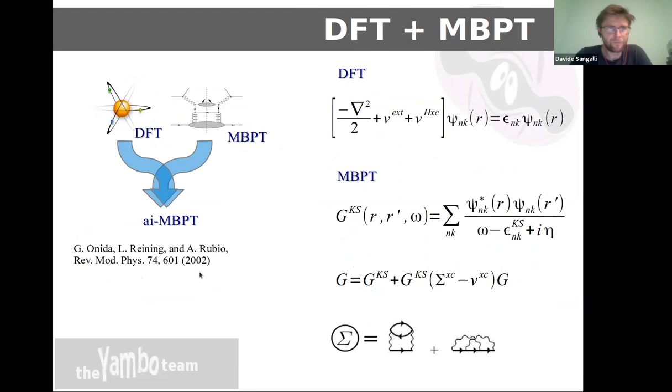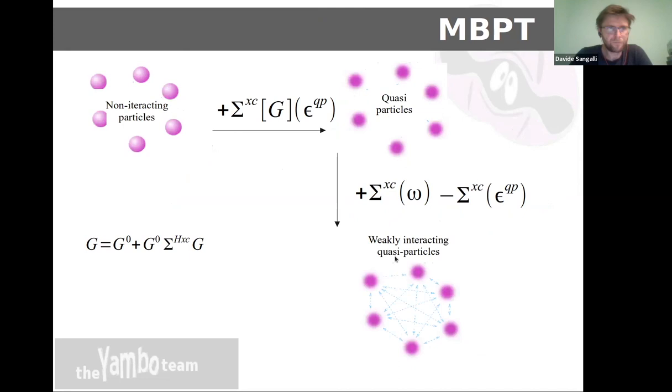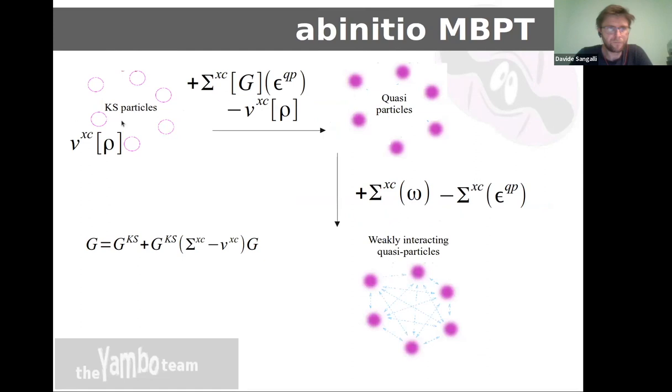So in a nutshell, what you do is start from a density functional theory simulation, and you use your Kohn-Sham energies and wave functions to construct your starting point, the non-interacting wave function. And then you take into account the self-energy effect through this Dyson equation, and of course you have to subtract the part which is already accounted for within density functional theory. So in this toy picture where we have non-interacting particles, quasi-particles, and then weakly interacting quasi-particles, you just replace the non-interacting particles with the Kohn-Sham particles, and then you have to modify your Dyson equation to avoid double counting.